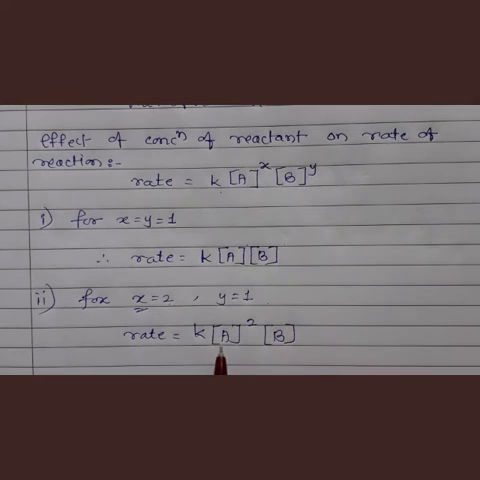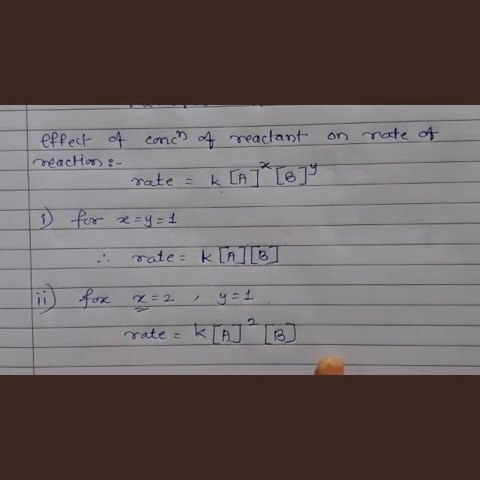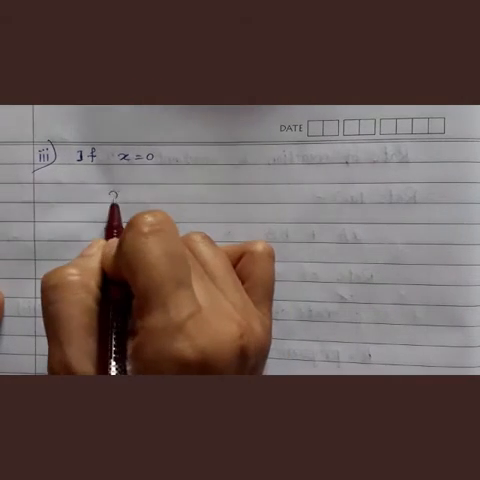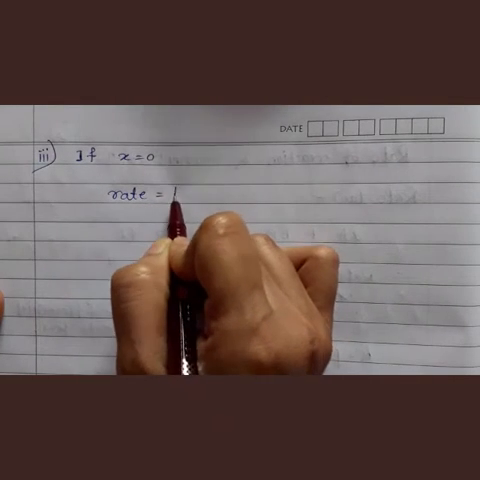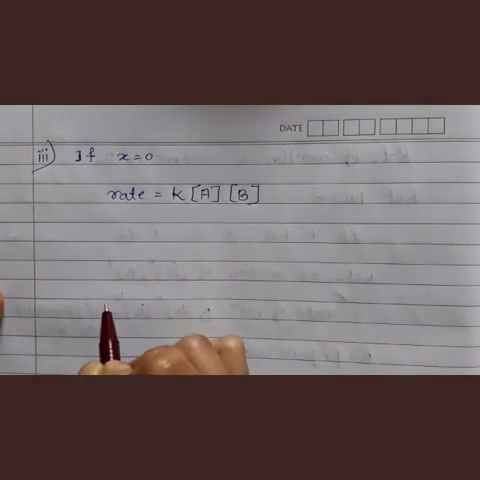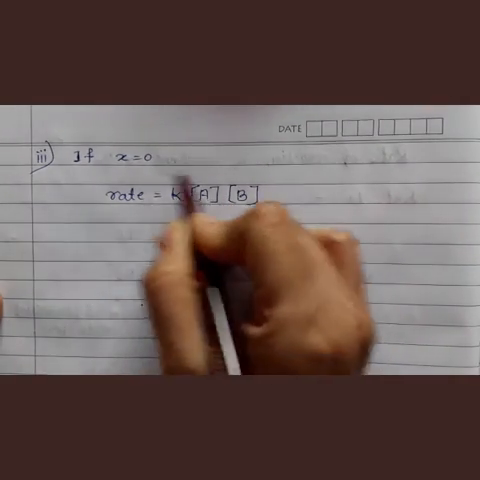Understand? If the concentration of A is doubled, keeping B constant. Okay. Concentration of B is constant but concentration of A is doubled. Understand? And in this case the rate of reaction will increase by a factor of 4. So this is the rate law for x equal to 2 and y equal to 1. Now let us see the third possibility. See, when x is equal to 0, in that case our rate is equal to K concentration of A concentration of B.